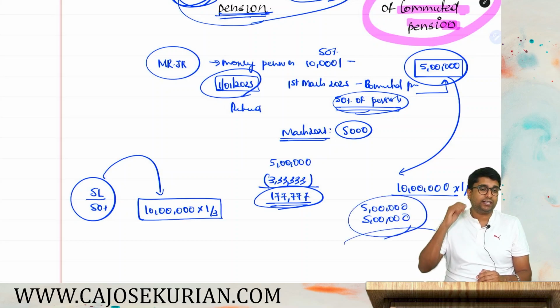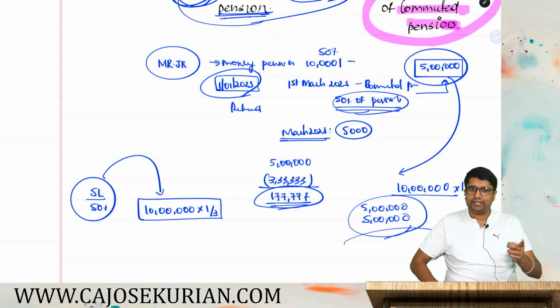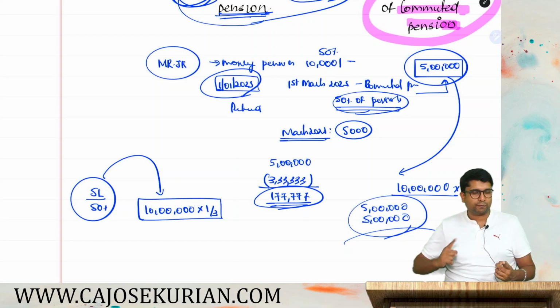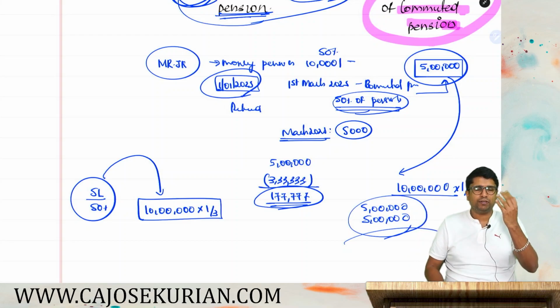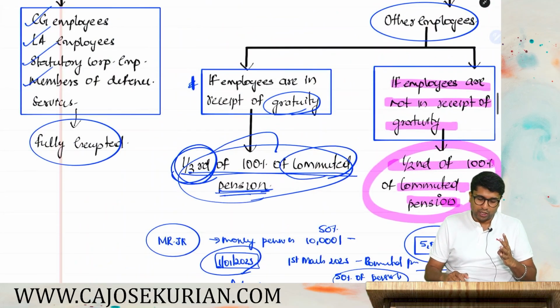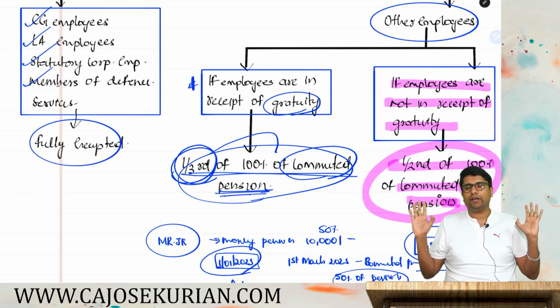So friends, the point is very simple. Pension, you can divide that pension into two. Number one, it is commuted pension, and number two, uncommuted pension. Uncommuted pension shall be fully taxable as and when you receive it. Commuted pension is pretty simple. You check whether the employee is a central government employee, or a local authority employee, statutory corporation employee, or member of defense service. If yes, fully exempted, nothing. You don't have to compute anything.